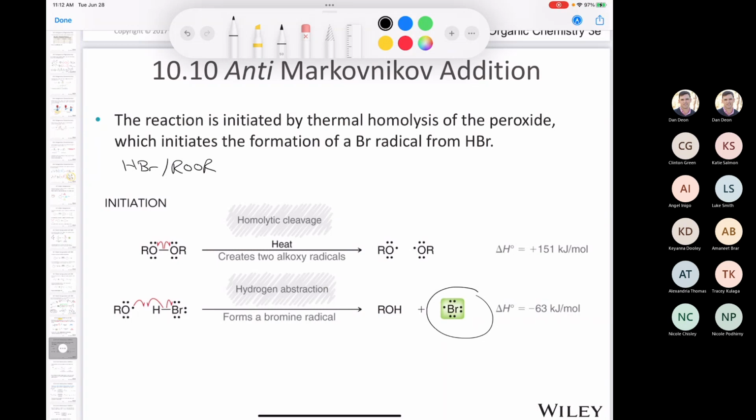Now, not every single molecule of HBr is going to be converted into a bromine radical. Some of them will be converted into bromine radicals, but we're still going to have HBr in our reaction mixture. So now that you've made a radical, a bromine radical, here comes the key step. This is like the magician revealing his secret in a way. Me showing you, this is how it happens.